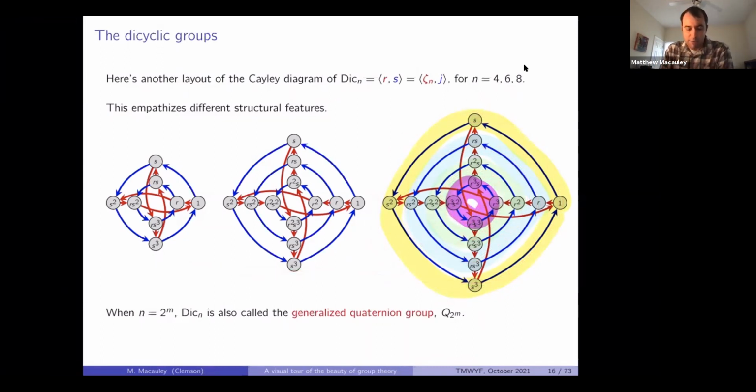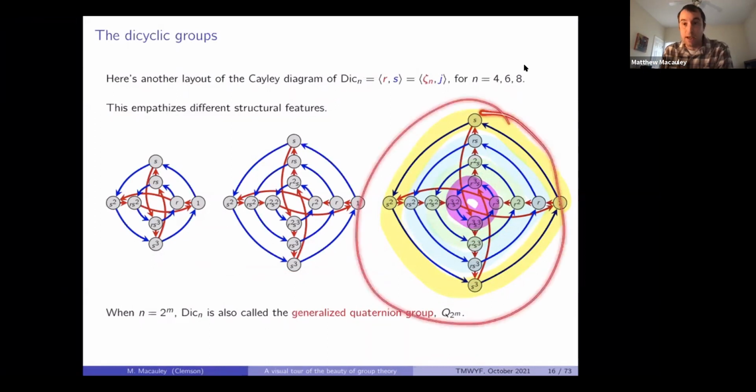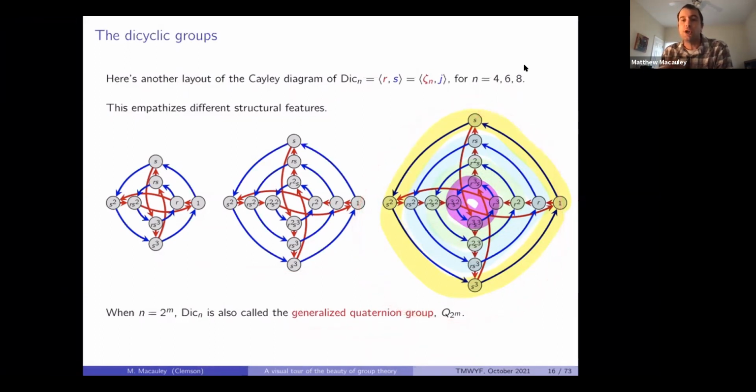And now if the number of vertices is a power of 2, this is called a generalized quaternion group. And I can talk about more. You can think of all of these as generalized quaternions, but this is a real generalized quaternion group for extra reasons if the number of vertices is a power of 2. And I can give you a number of reasons why really nice things happen when this happens.